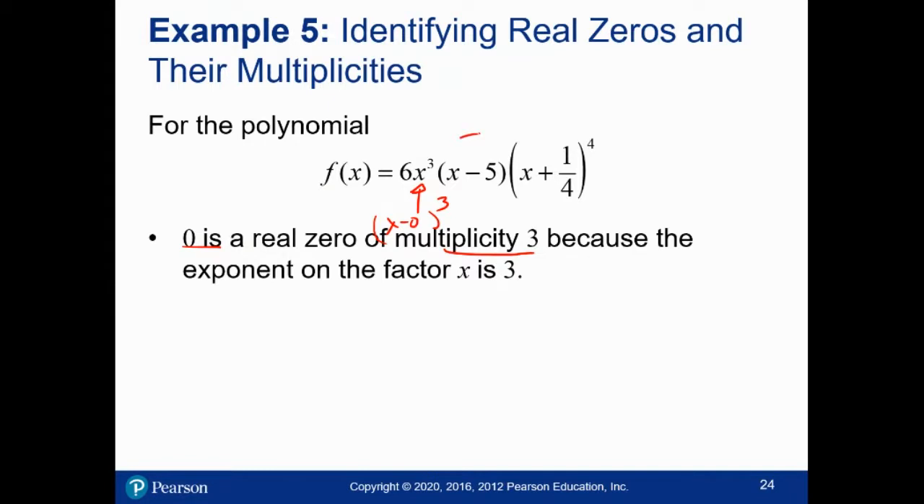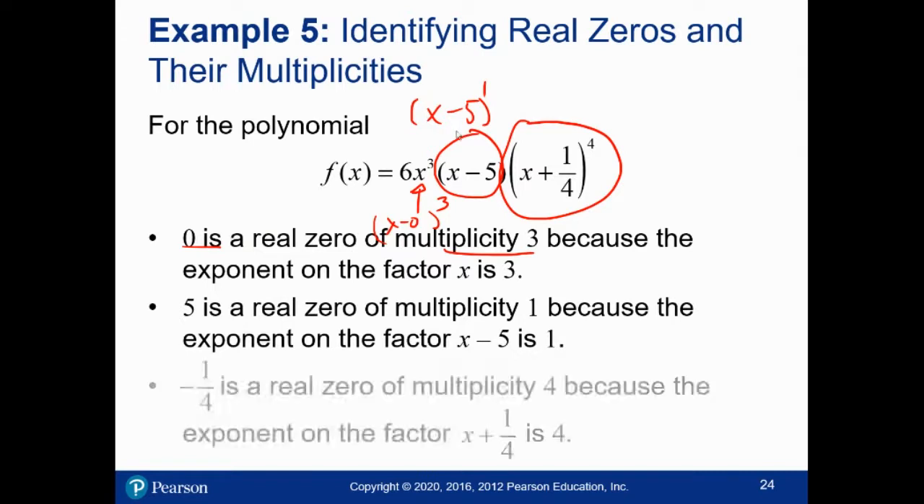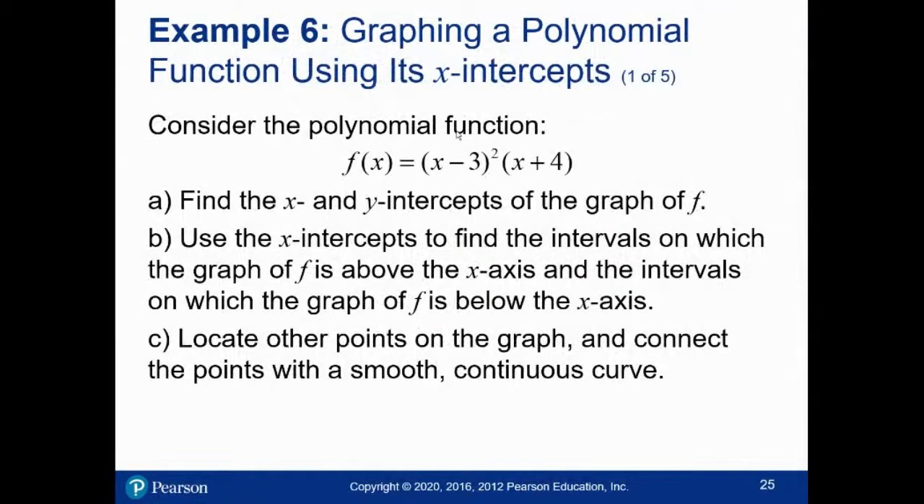So now, looking at these other factors, what are the roots and what are their multiplicities? So 5 is a root of multiplicity 1. This term x minus 5, you can definitely imagine it having an exponent of 1 up here. But what about that last term? There, negative a quarter is the root, and it's of multiplicity 4. Okay, so we'll come back in the next video to talk about graphing a polynomial using its intercepts.